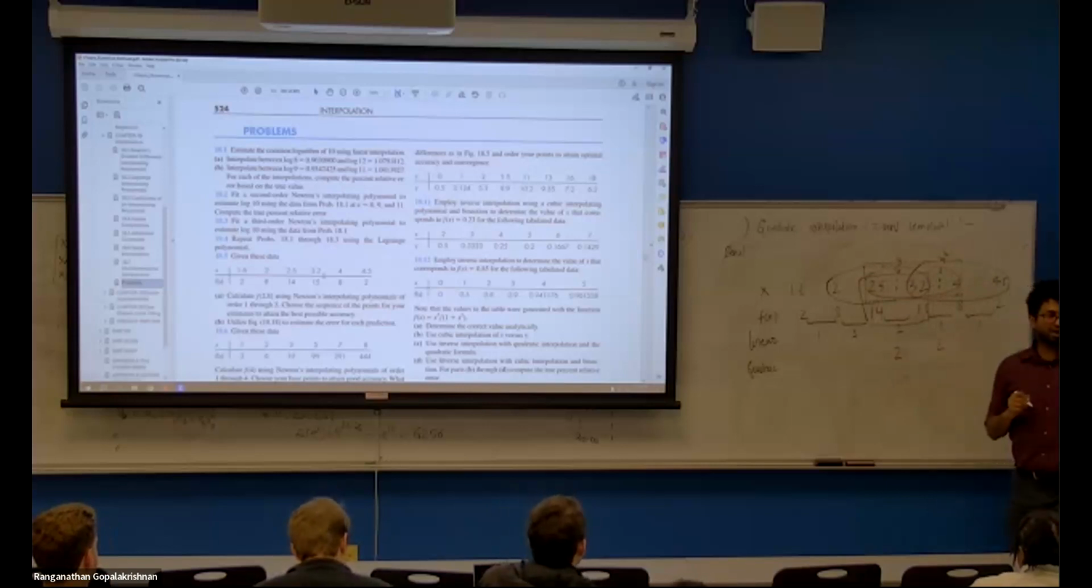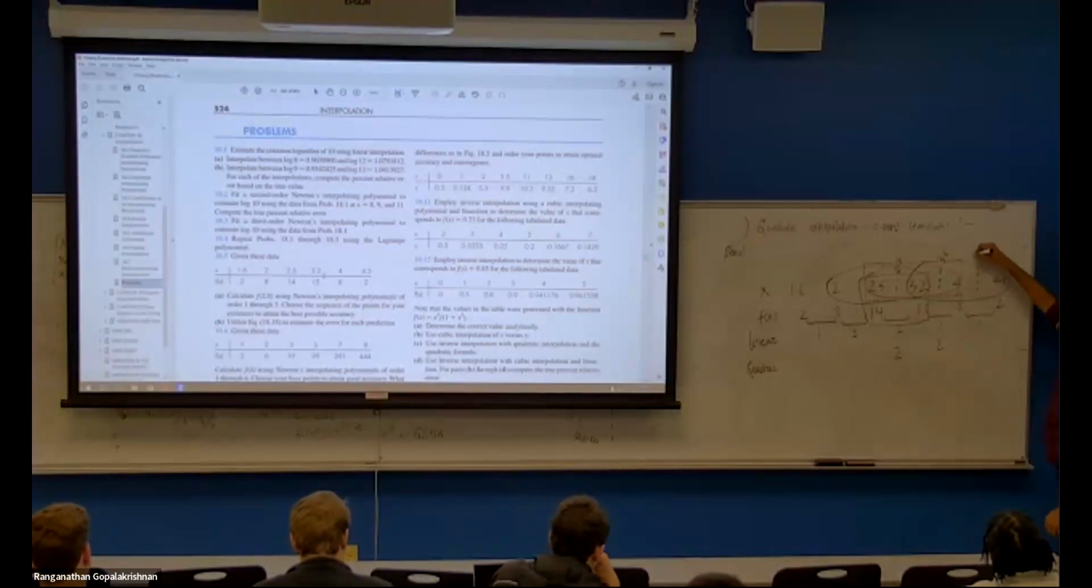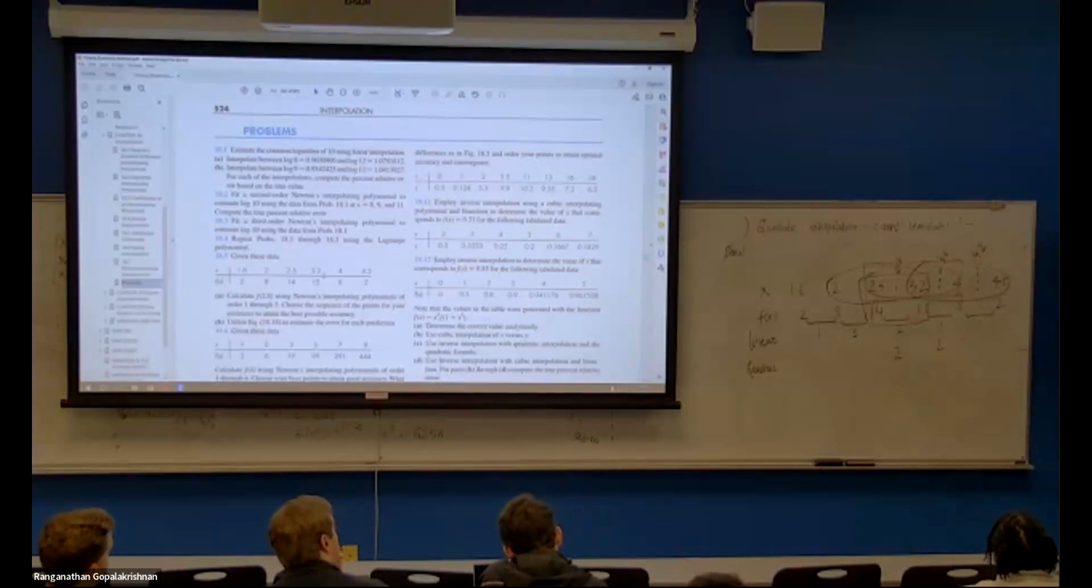You're dozing off, wake up, this might show up in the exam. Okay? If I have say 4.2 here, how many choices? How many choices of templates or stencils?